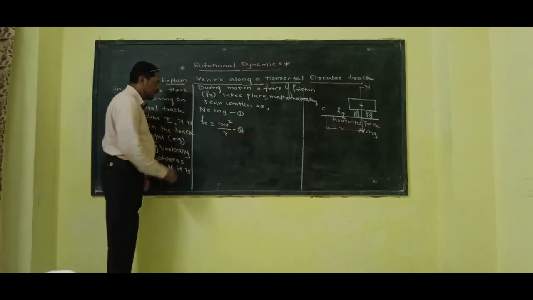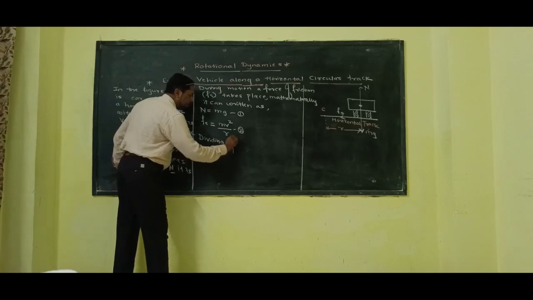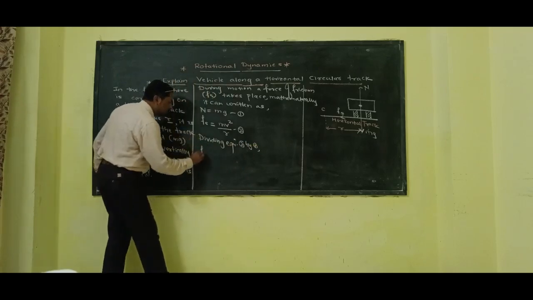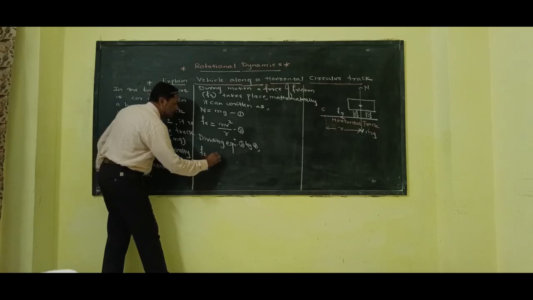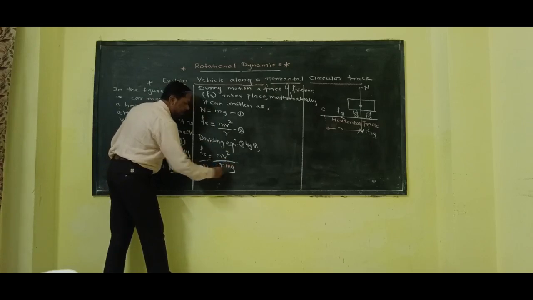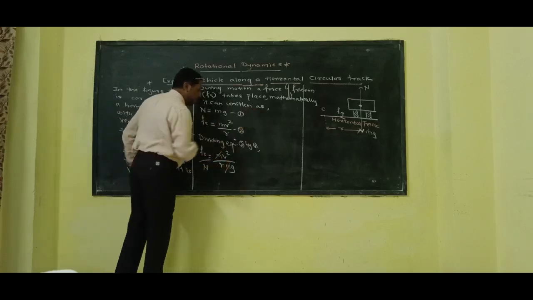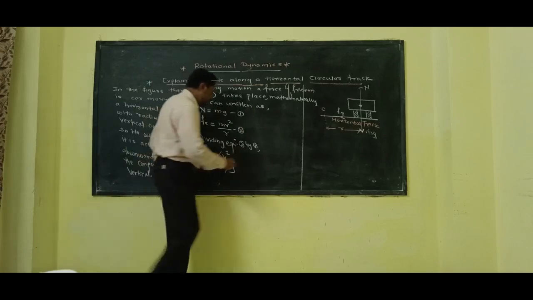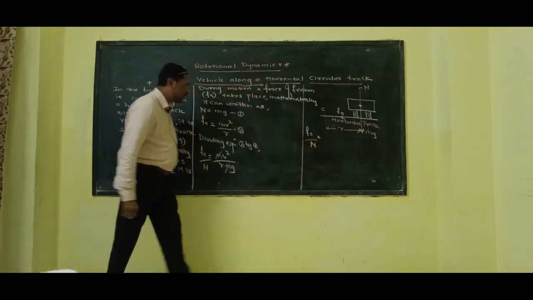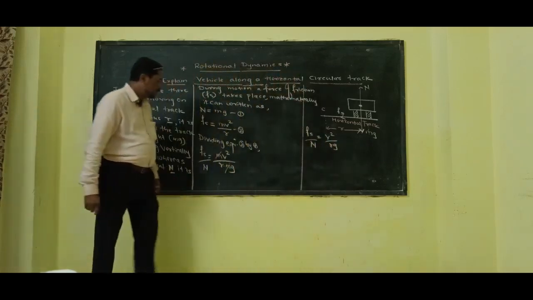Equation number second. Dividing equation 2 by 1, what we get is Fs upon N is equal to mv square upon r into mg. Here the factor m gets cancelled. What can we get? Fs upon N is equal to, what remains here, v square upon rg. We get v square by rg.